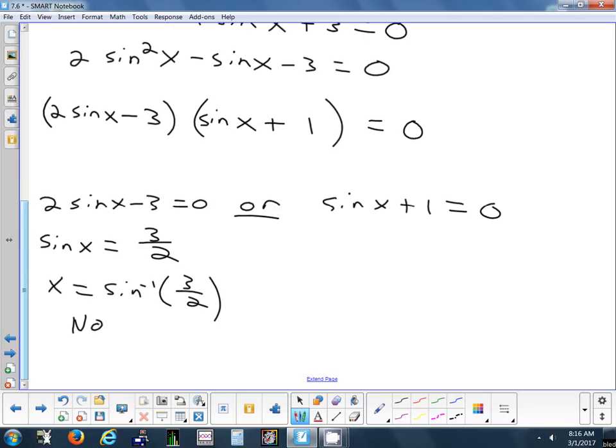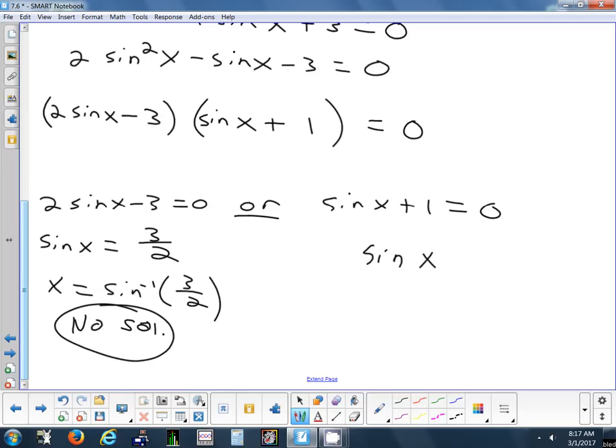How come? Right, you can't take the inverse sine of 1.5. So for this part, there's no solution. Doesn't mean the other part is no solution, but this part is. So now we'll look at the other part.